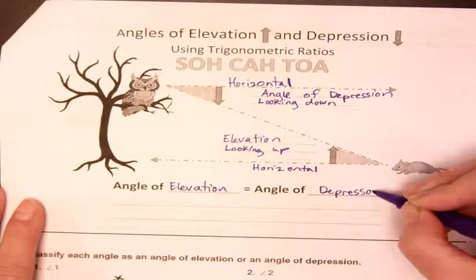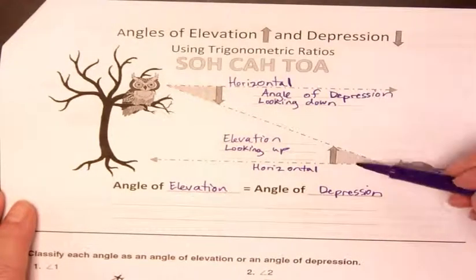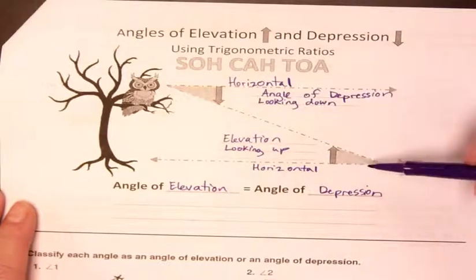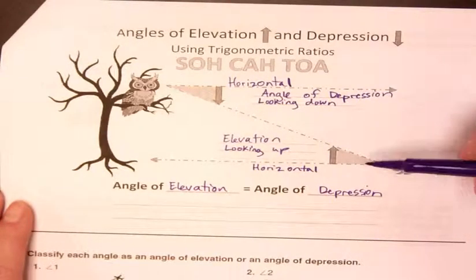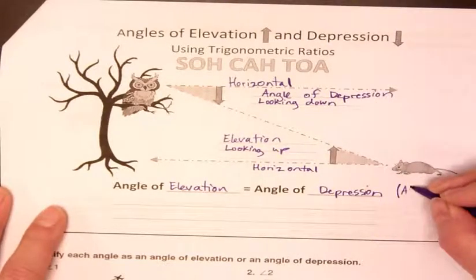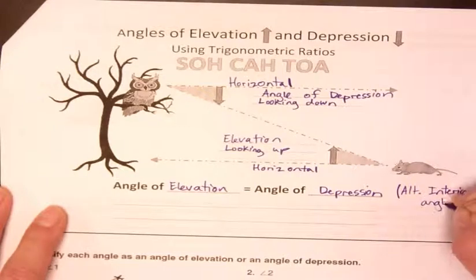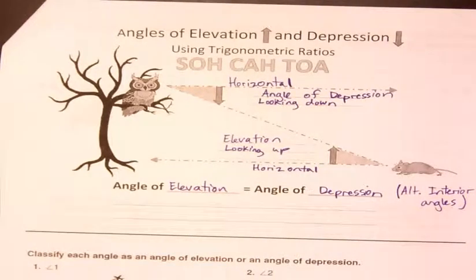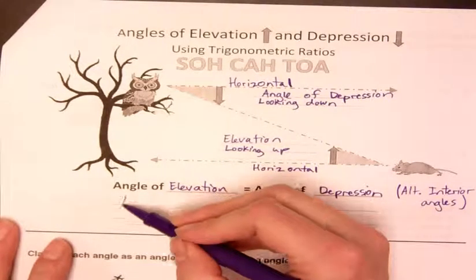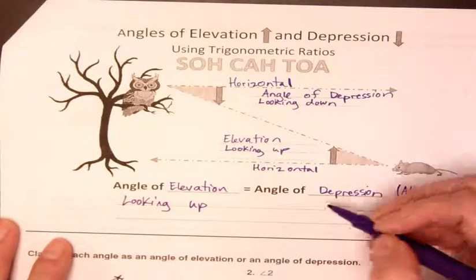Does anyone remember what we call those angle pairs, if we have parallel lines and transversals? Alternate exterior, alternate interior. Yeah, those are inside the two horizontal lines, so they're alternate interior angles. Okay, and so it's again the elevation. The easiest way to remember is just looking up. Depression is looking down.